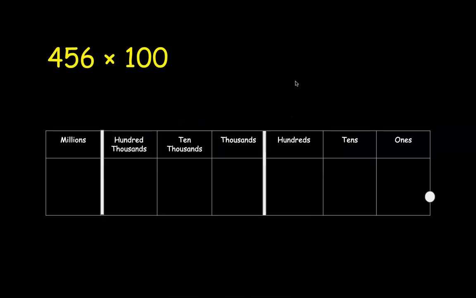456 times 100. Okay, we've got to put the 4 and the 5 and the 6 in the correct places. The 4 needs to jump. Ready? How many times? 2 jumps. 10 times bigger, 10 times bigger. The 5, 10 times bigger, 10 times bigger. The 6, 10 times bigger, 10 times bigger. And if we took the grid away, we'd have 456 and then a big space. So we need to remember to put the zeros in there.